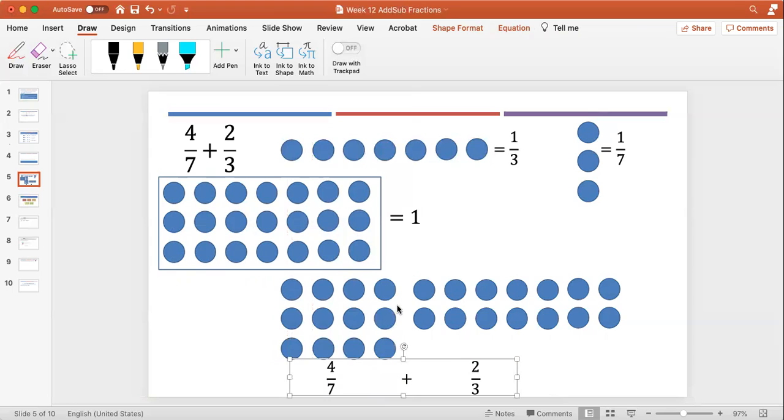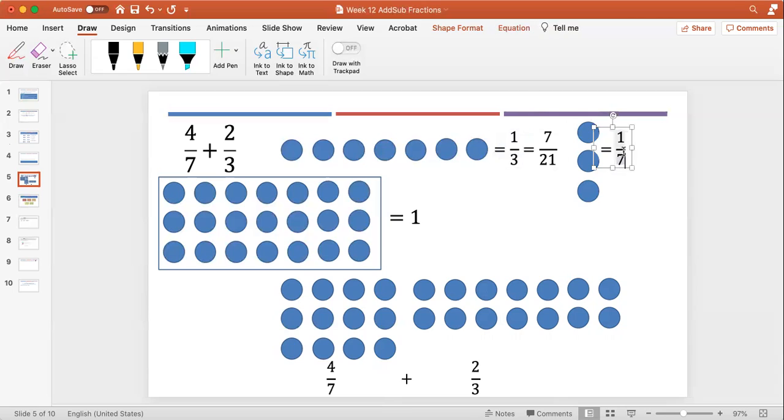There's my 4/7, here's my plus, here's my 2/3, and now I can just count them. And if you think about it, if we're talking about equivalent fractions and common denominators, if this is 1/3, this whole piece, then we can say 1/3 is the same as 1, 2, 3, 4, 5, 6, 7. 7 out of how many is our whole? Yes, 7/21.